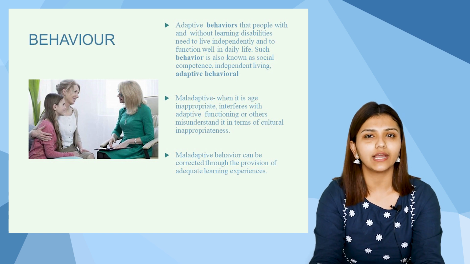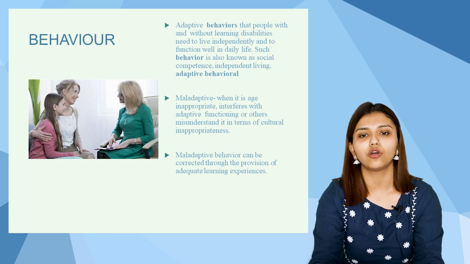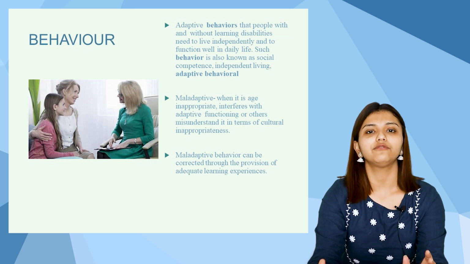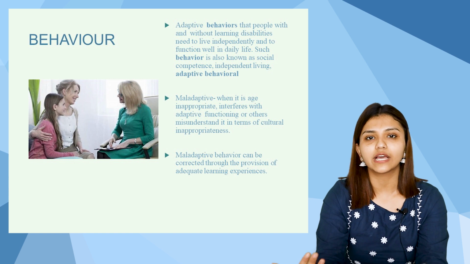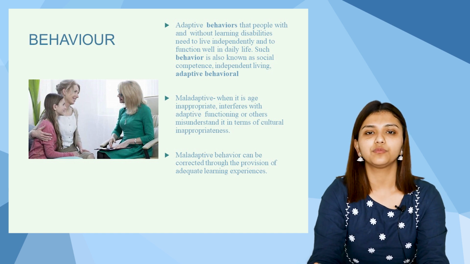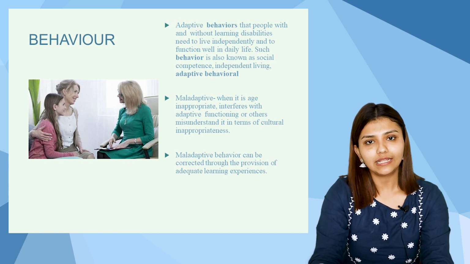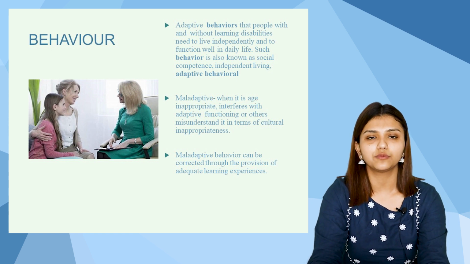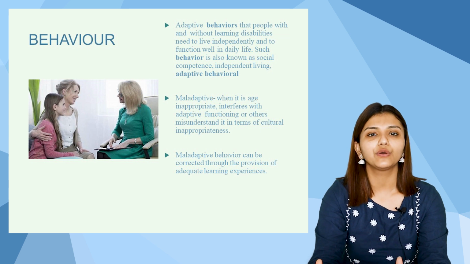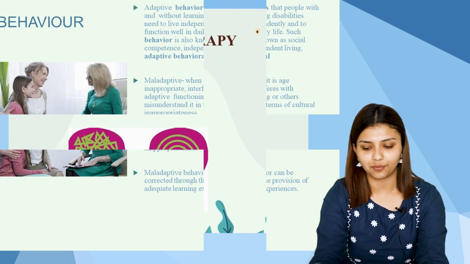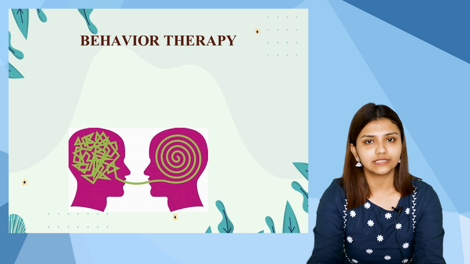For example, a child cannot adopt normal behavior because learning is needed, and over a prolonged period of learning, the maladaptive behavior can be corrected. But in psychiatric cases, maladaptive behavior can be corrected by certain therapies, and we are going to see behavioral therapy. What exactly is behavioral therapy?